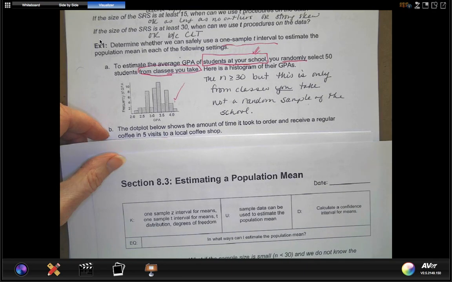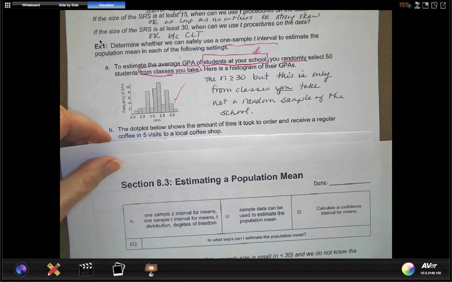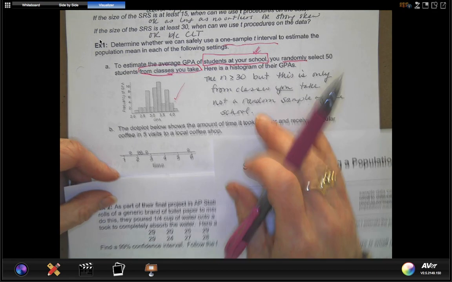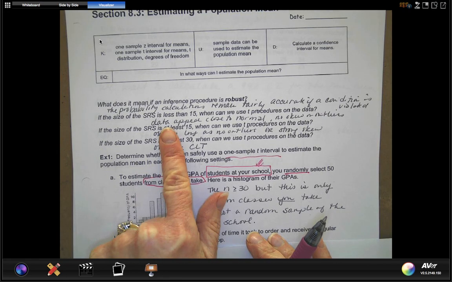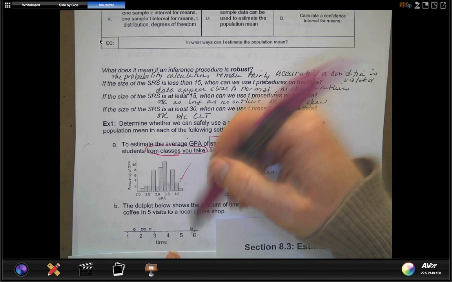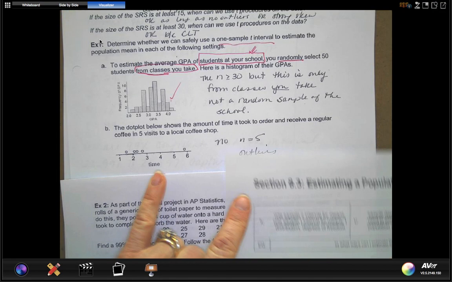All right, next one. The dot plot shows the amount of time it took to order and receive a regular coffee in five randomly selected visits. You have a sample size of 5, so you're less than that 15 there. So we don't want any skew or outliers. Here we are with a little outlier there, so we have an issue here, okay?